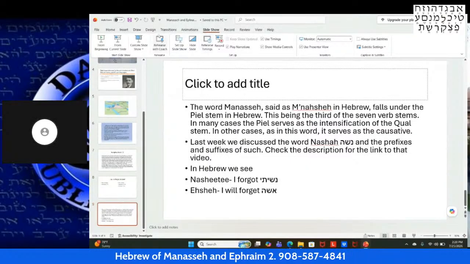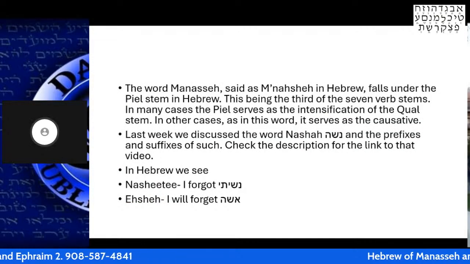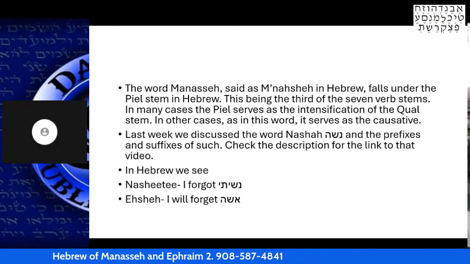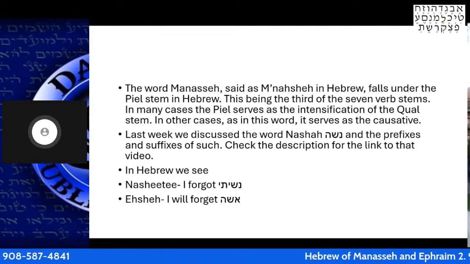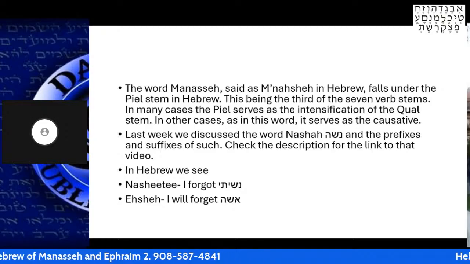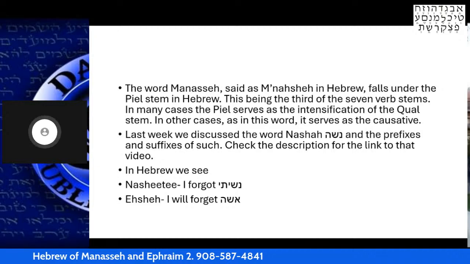It goes on to say, the word Manasseh, said as Menasheh in Hebrew, falls under the Piel stem in Hebrew, this being the third of the 7 verb stems. In many cases, the Piel serves as the intensification of the Qal stem. In other cases, as in this word, it serves as the causative. The word Manasseh literally means one who causes to forget. It goes on to say, last week we discussed the word nasha and the prefixes and suffixes of such. Check the description for the link to that video. In Hebrew, we see nashiti, I forgot, and eshkach, I will forget.